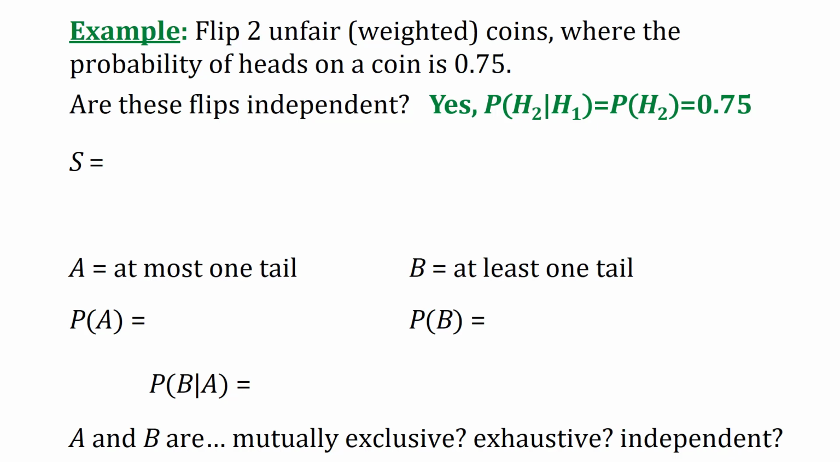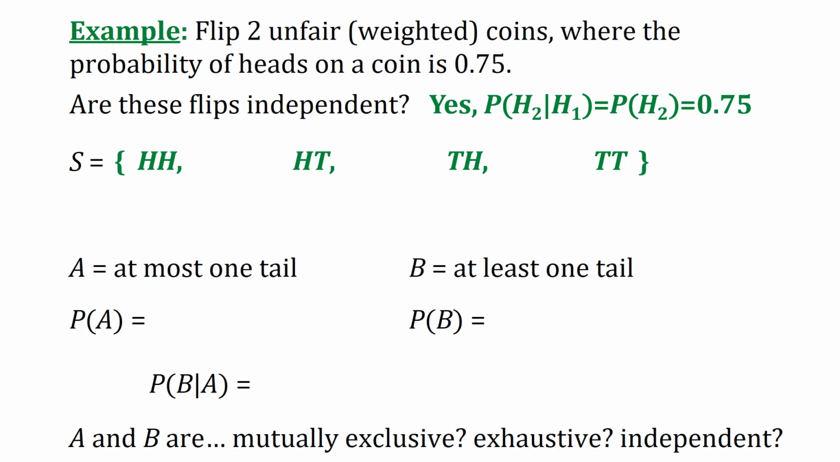Probability of heads on the second, given heads on the first, is just the same as probability of heads on the second. Heads on the first tells me nothing helpful about the second flip. It's still 0.75. And so here I can write out the sample space. On each flip, I'm either getting heads or tails. So I could get 2 heads, or heads and then tails, or tails and then heads, or 2 tails. And I can find the probability of each of these.